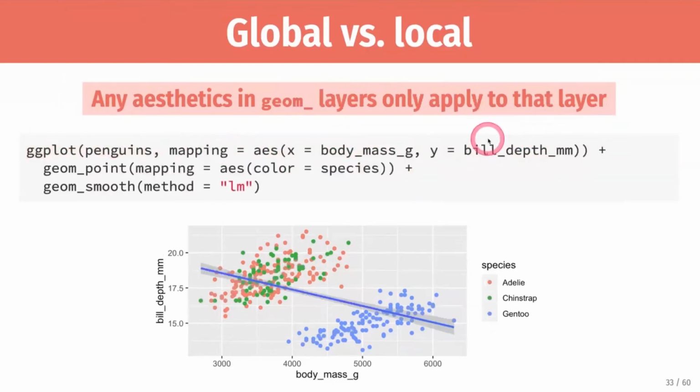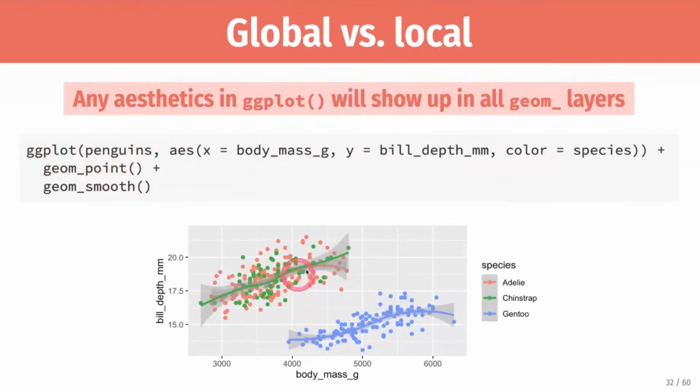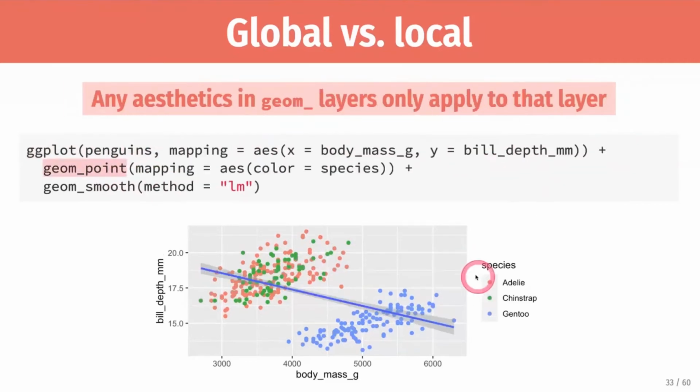Okay. Anything you set in individual layers, though, only references that single layer. So if you look at this, the only difference here, we're no longer putting color up here in the global ggplot thing. We're putting color just in geom point. So if you notice the difference now, before we had 3 different smooth lines. Here we just have 1 smooth line because we're only mapping the points. We're only mapping the species color to the points, not to the line.